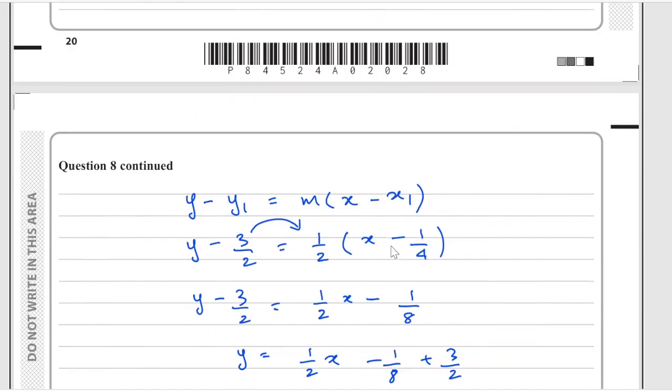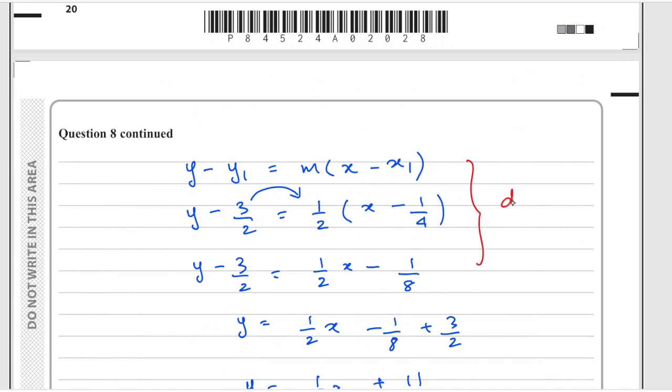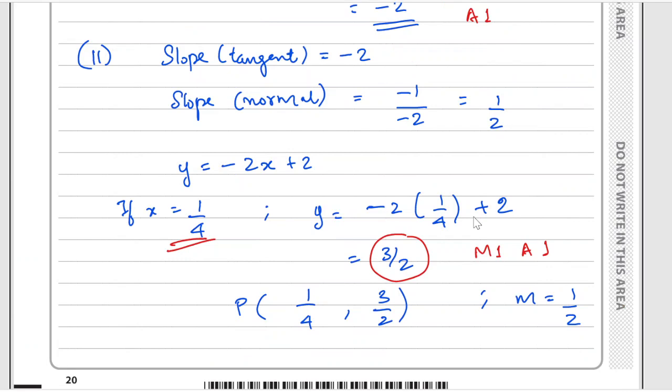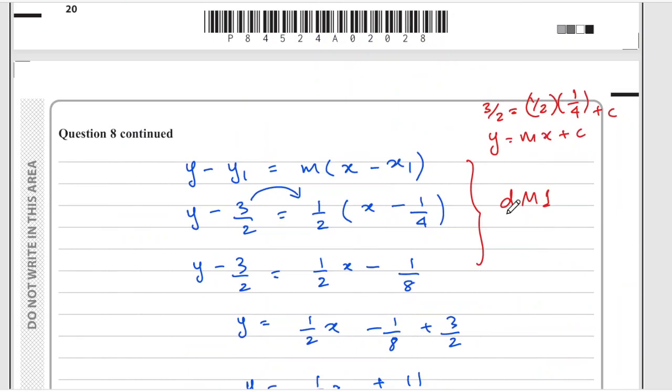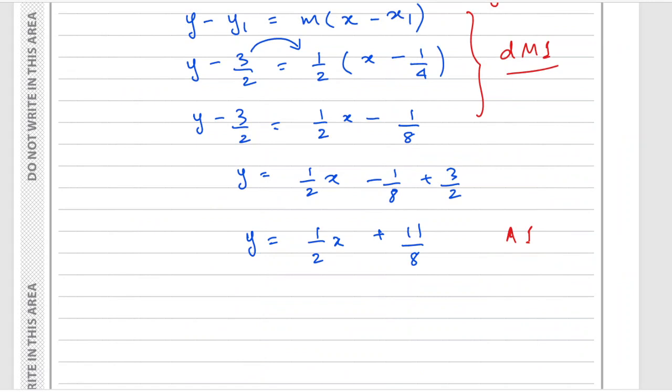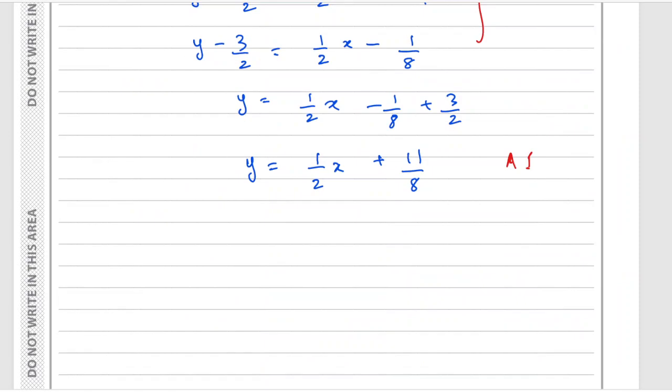And the next one, this is the dependent method mark, where you can use any method. You can use the y is equal to mx plus c method also, where you use the coordinate of y, that is 3 by 2 is equal to the slope 1 by 2 multiplied by 1 by 4 plus c. This method also you can use. Okay, and this is the dependent method. So if you get this method mark, then only you are eligible to get this method mark, and the correct answer in this correct form will give you the last mark. Okay, so that was part A completed.